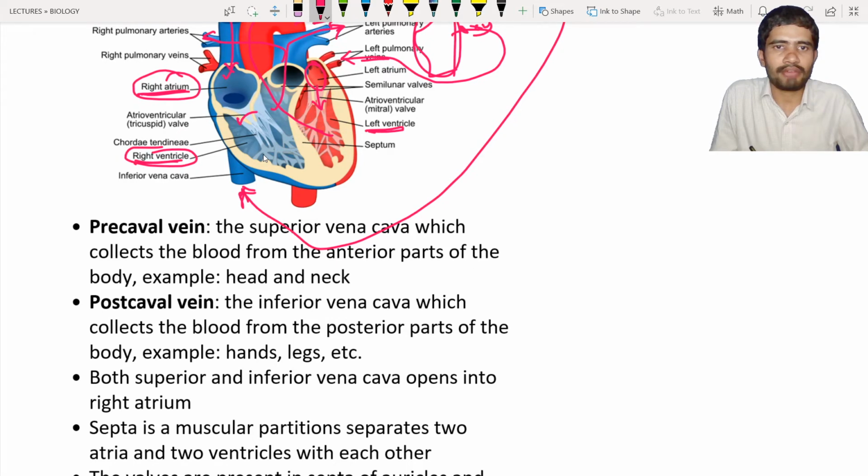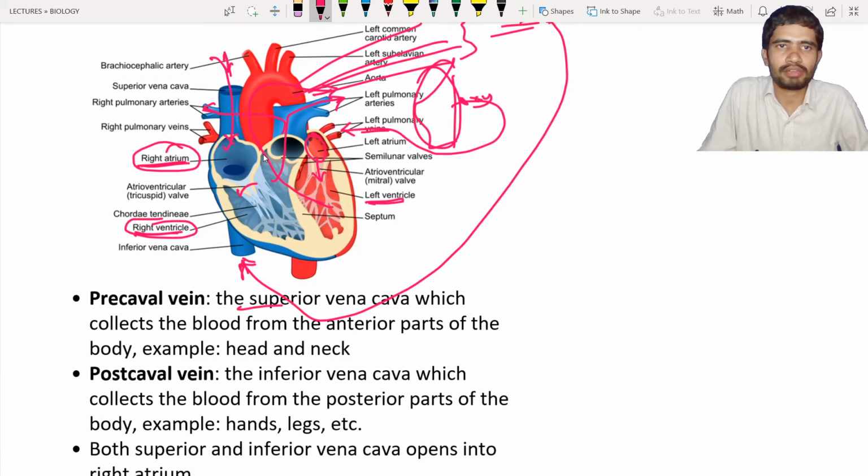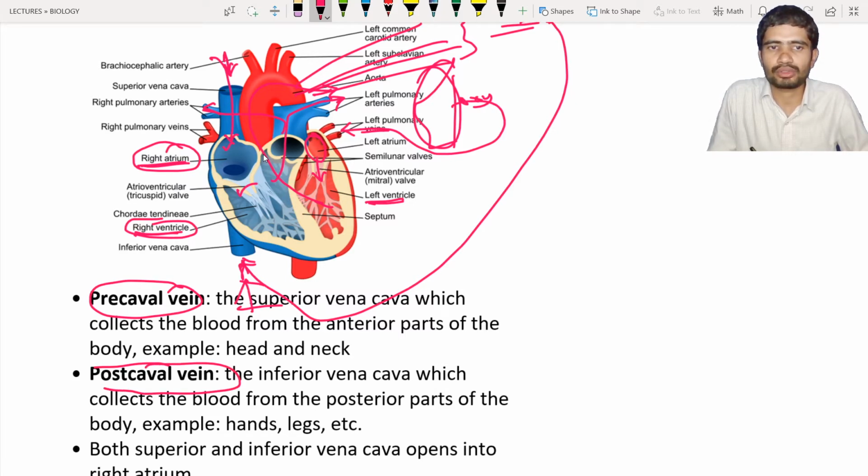So next, the precaval vein. It is also the superior vena cava. You can see here there is a superior vena cava, and also here is the inferior vena cava. Superior vena cava is also known as precaval vein, and the inferior vena cava is also known as postcaval vein.